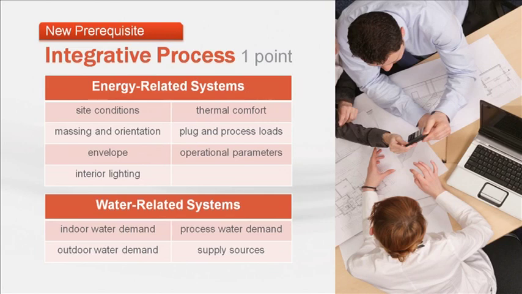The 4 areas that need to be assessed are indoor and outdoor water demands, process water demands, and supply sources. To achieve the credit, project teams must document how their early analysis of energy and water systems was incorporated into the final design, or at the very least, guided them to the decisions they made. Next, John will take us through the updates to Location and Transportation.